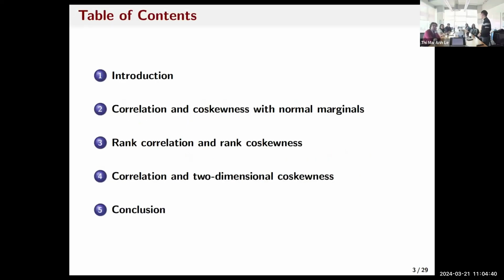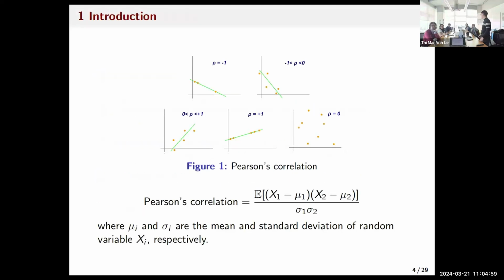The presentation is divided into 5 sections. We mainly focus on the second, correlation and coskewness with normal marginals. Third, wrong correlation and wrong coskewness. And fourth, correlation and two-dimensional coskewness. Okay, let's move to the first section, introduction.